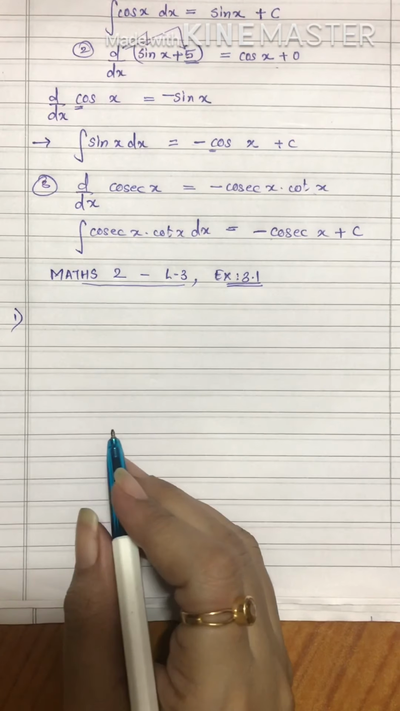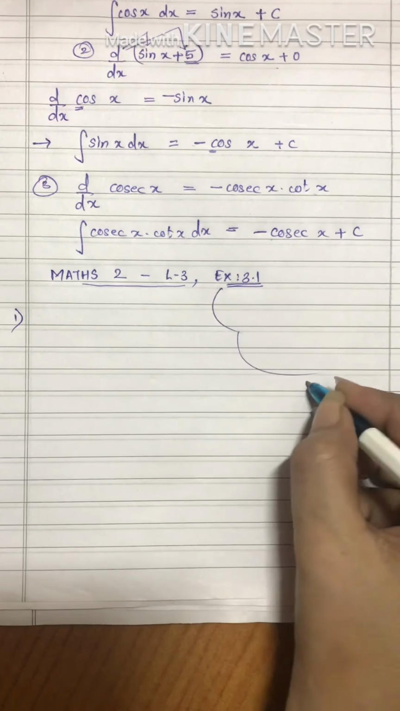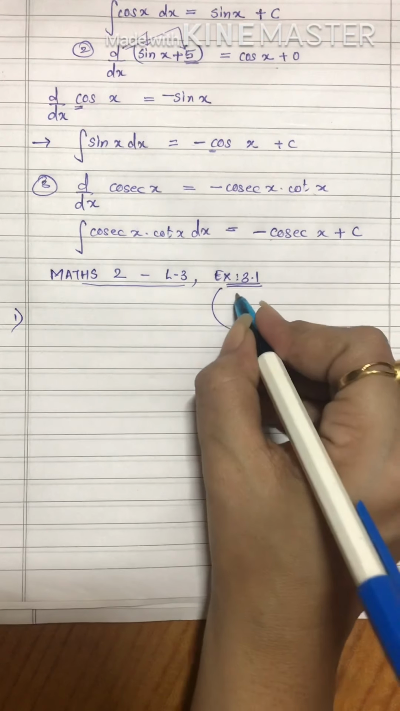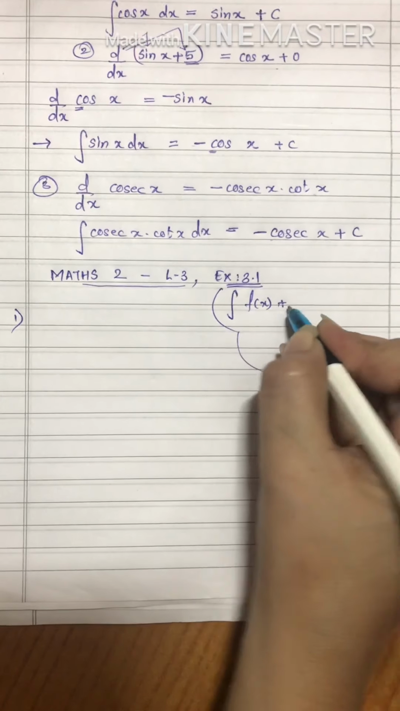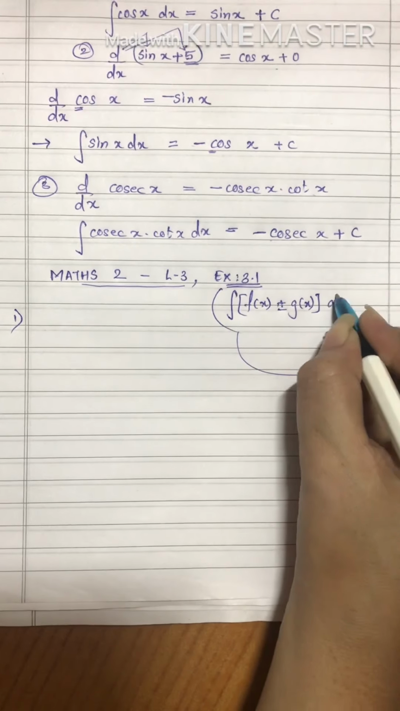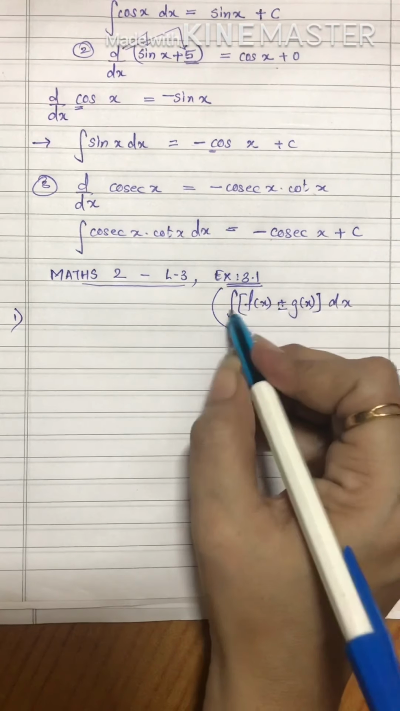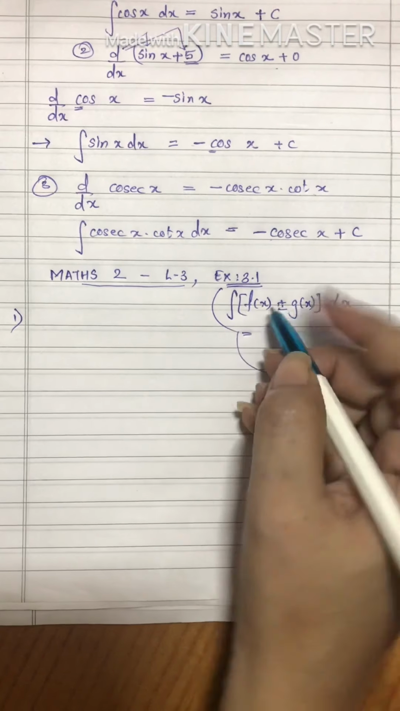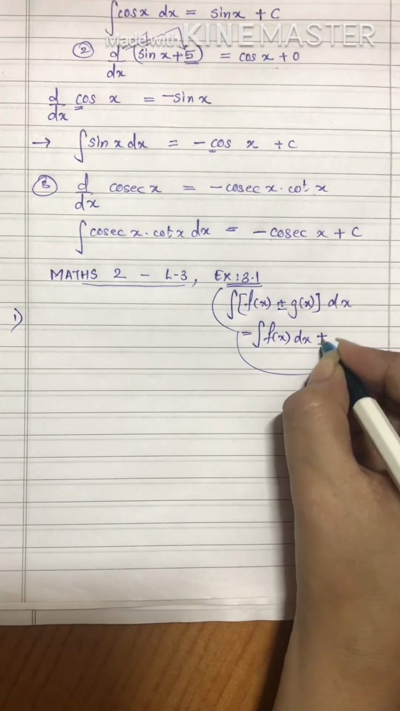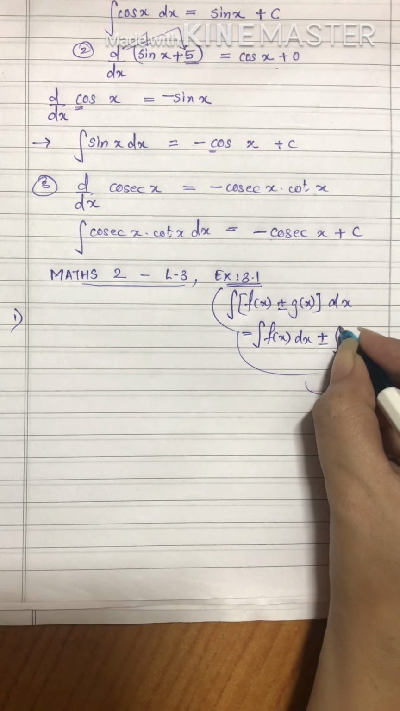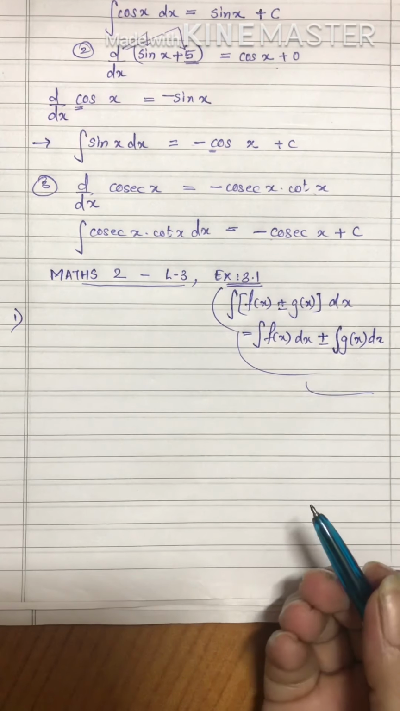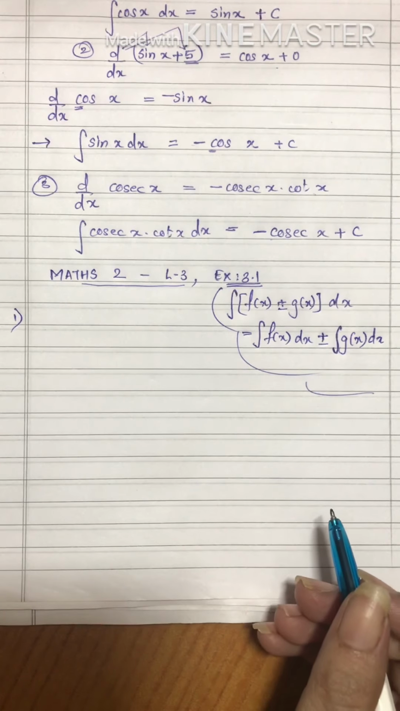Now there are a few basics which we have already done in our 11th standard. Suppose there is integration of two functions with a plus or minus operator between them. You will segregate and put the integration sign for each function, as integration f of x dx plus or minus whatever is given in the sum, plus or minus integration g of x dx, and then integrate each term separately.